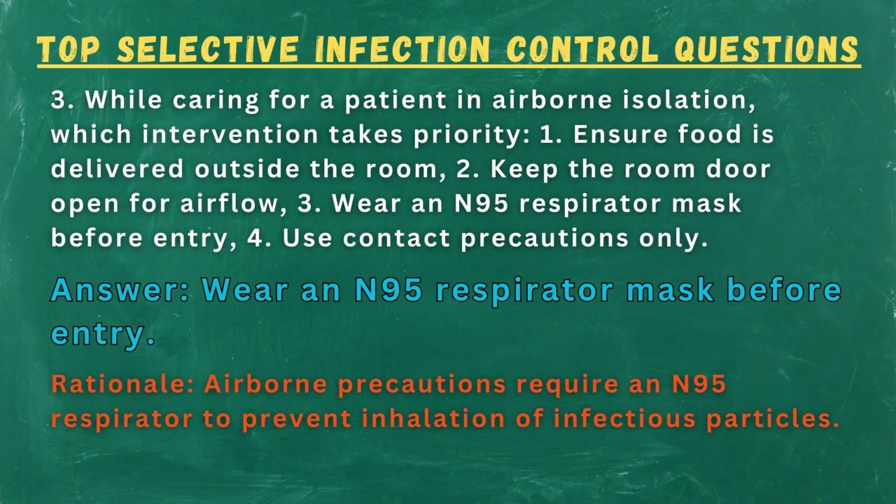3. While caring for a patient in airborne isolation, which intervention takes priority? 1. Ensure food is delivered outside the room. 2. Keep the room door open for airflow. 3. Wear an N95 respirator mask before entry. 4. Use contact precautions only. Answer: wear an N95 respirator mask before entry. Rationale: airborne precautions require an N95 respirator to prevent inhalation of infectious particles.